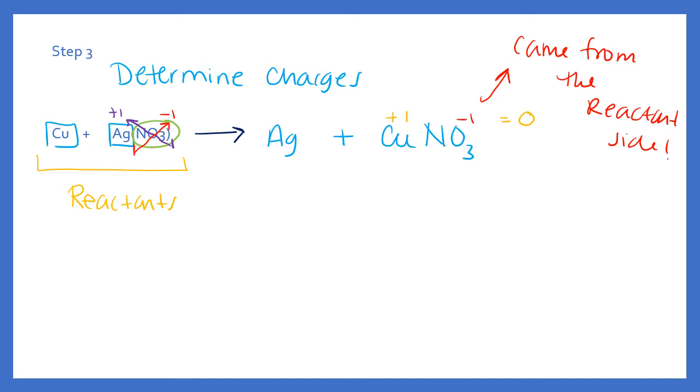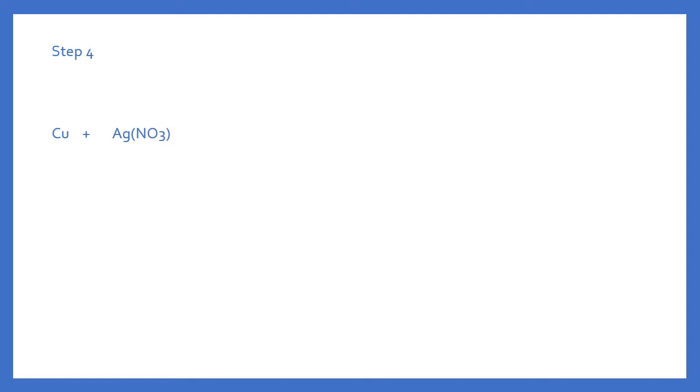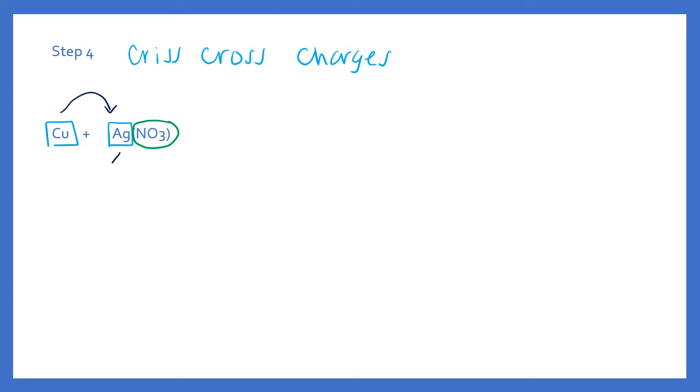Okay, so now that we've determined charges, our next step will be to crisscross the charges. Let's take a look. Again, my copper was the metal, my silver was the metal, my NO3 was a non-metal. My copper went to where my silver was, and my silver went to where my copper was, which gives me silver standing alone plus the CuNO3.